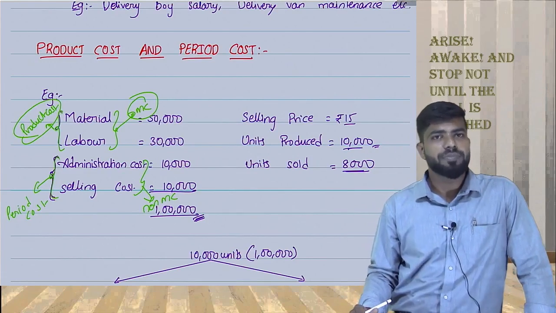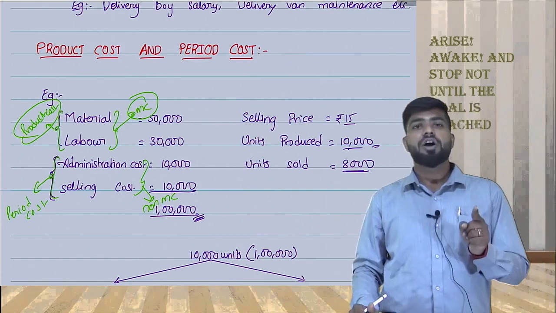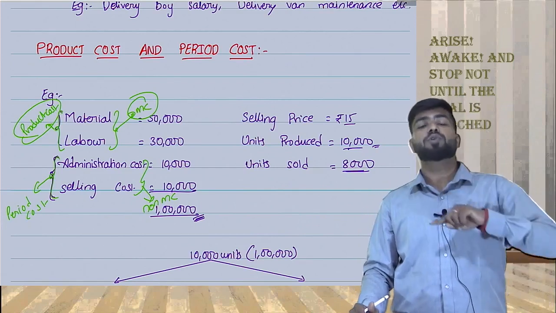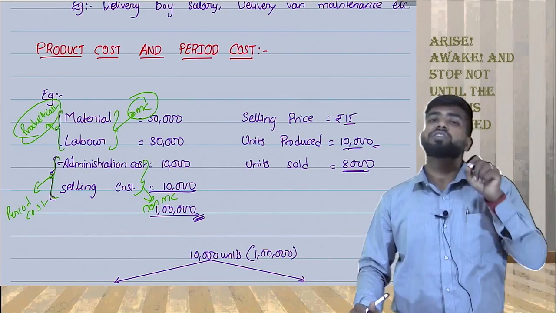All of you understand what I am saying? The last point is a very, very important point. Product cost will expire to the extent of goods sold. What is expired cost? The cost which is charged against current year revenue is called expired cost.